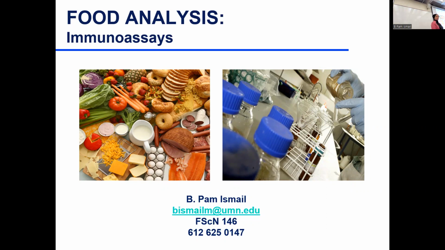Are they for checking for allergens? Yes, they can be used to check allergens. All right, great. What is the basis of these assays? What do we use in these assays?